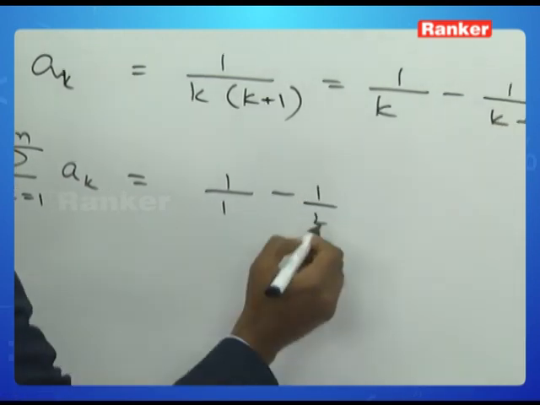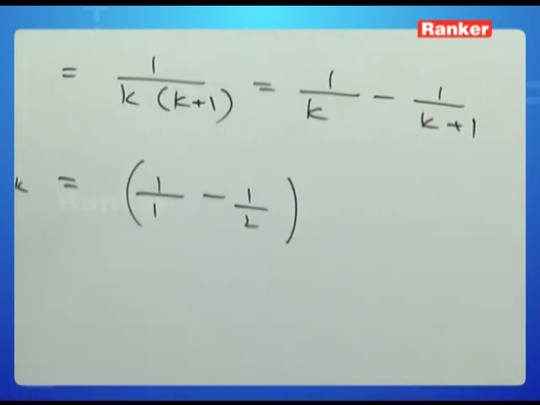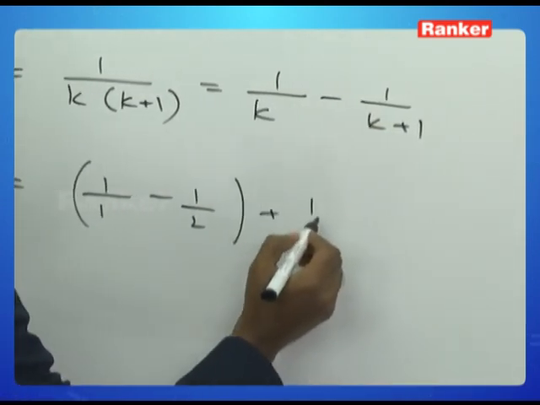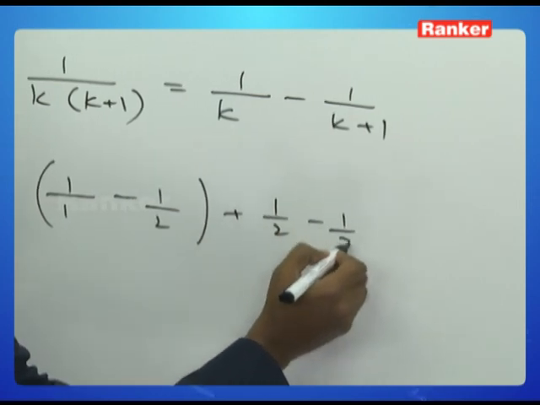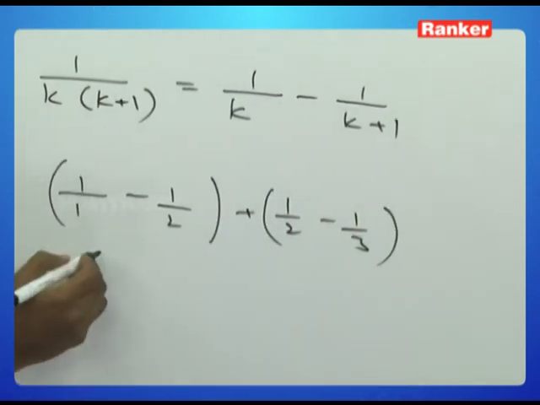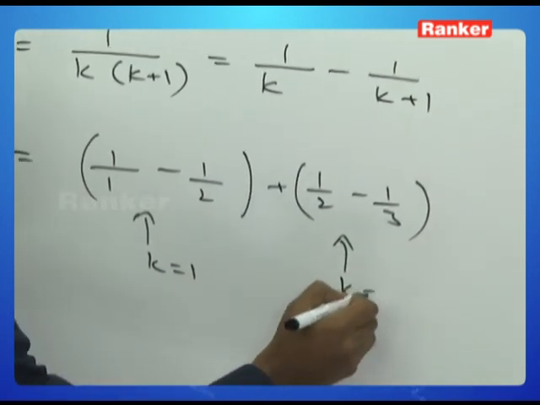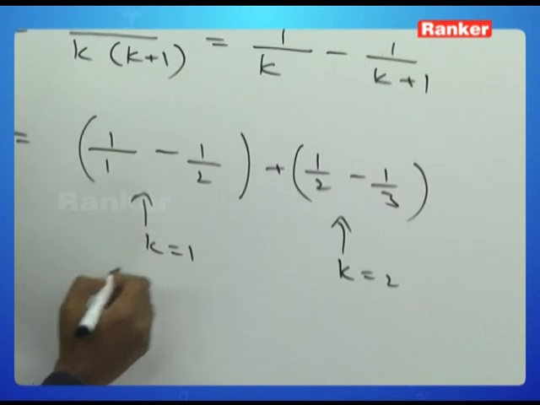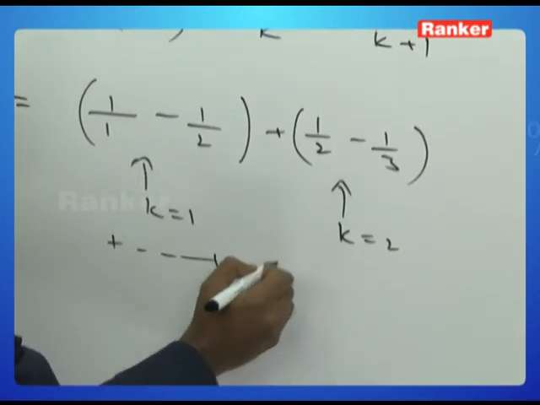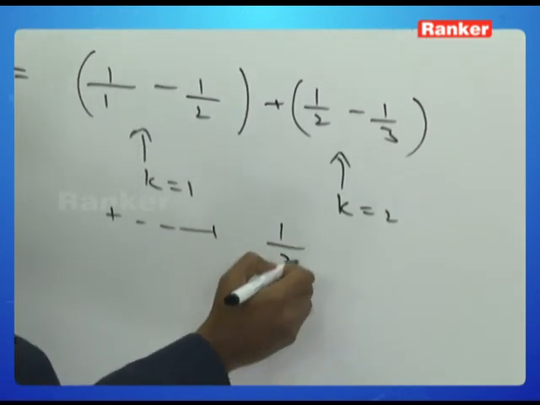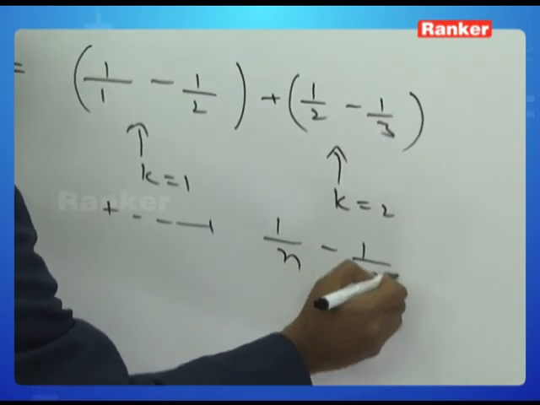by 2, that is a1, plus 1 by 2 minus 1 by 3. k is 1 here, k is 2 here, so on and so forth. You go on like this, write k equal to n. So what do you get? 1 by n minus 1 by (n plus 1).